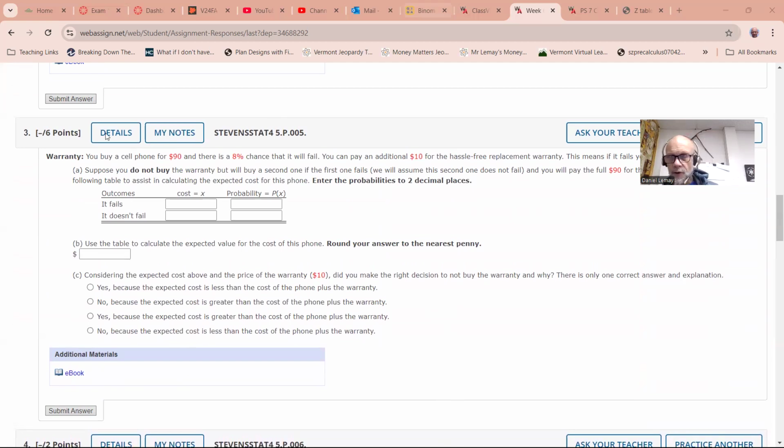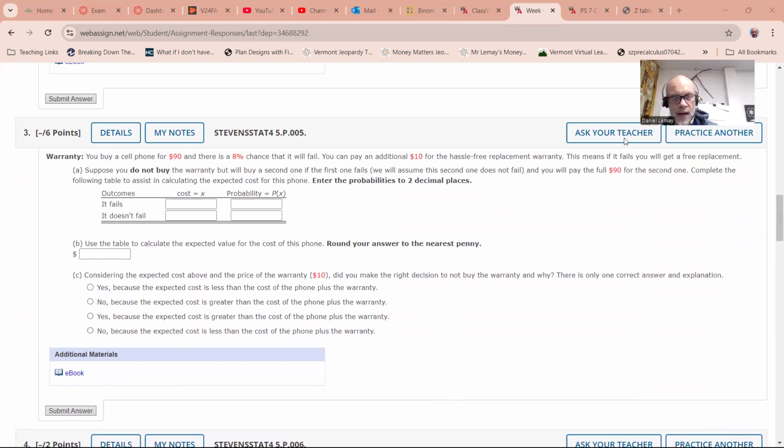This is problem number 3 in the assignment for chapter 6 that gives people a hard time. These warranty questions. Some of this is a little dated, but it has applications across the board in different situations. So I buy a cell phone for 90 bucks and there's an 8% chance it'll fail. I can pay an additional $10 for a hassle-free warranty. Well, AppleCare costs a heck of a lot more than that. But anyways, it means if you fail, you get a free replacement. And you choose not to buy that $10 thing.